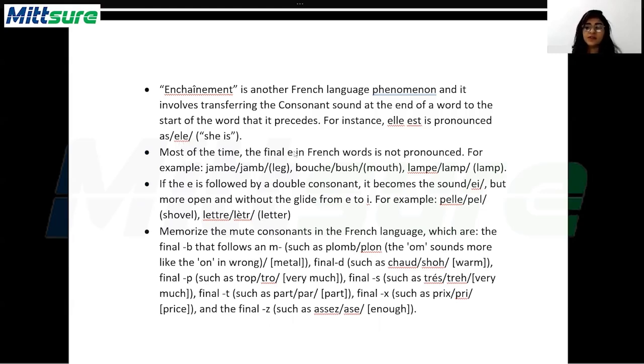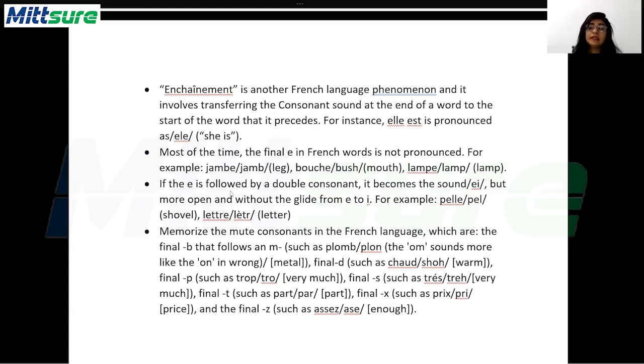Mostly the last letter is not pronounced, and here are a few examples of it. We have already seen this twice before. Now let's go through a few examples. Jambe will be pronounced as jam. That means leg, another body part. Then bouche will be pronounced as bouche. We have already seen it means mouth. Lampe will be lamp. Yeah, that's lamp only.